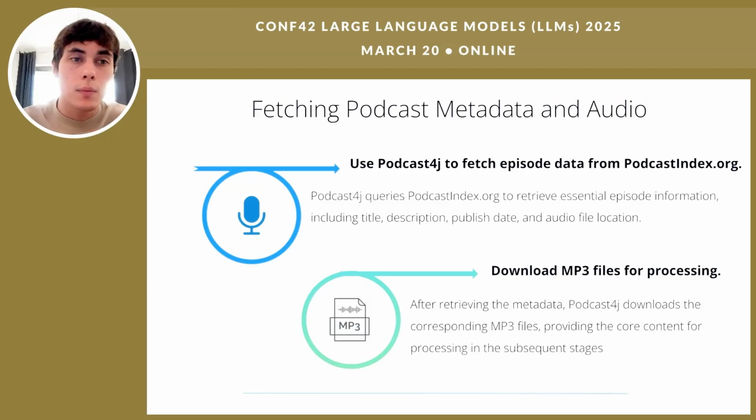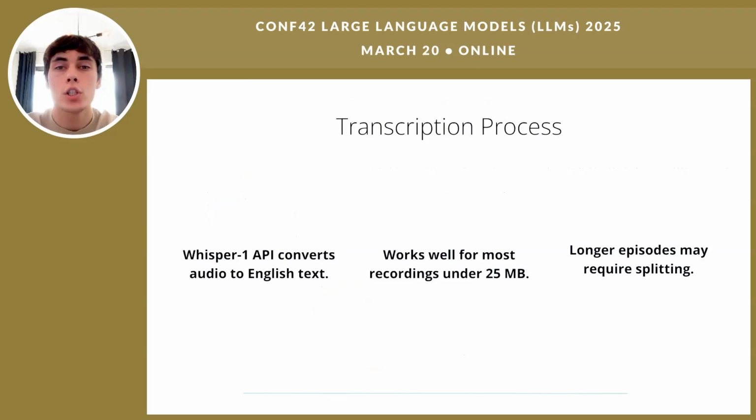Podcast downloading. The first step of the pipeline is downloading podcast metadata and audio for new episodes from podcastindex.org using the podcast4j library. Once the metadata is retrieved, we can then download the corresponding MP3 audio files. These files are the core content that will be processed in the subsequent stages of the pipeline: transcription, translation, etc. Now that we have podcast information, we can move to the next step, which is speech-to-text with Whisper.